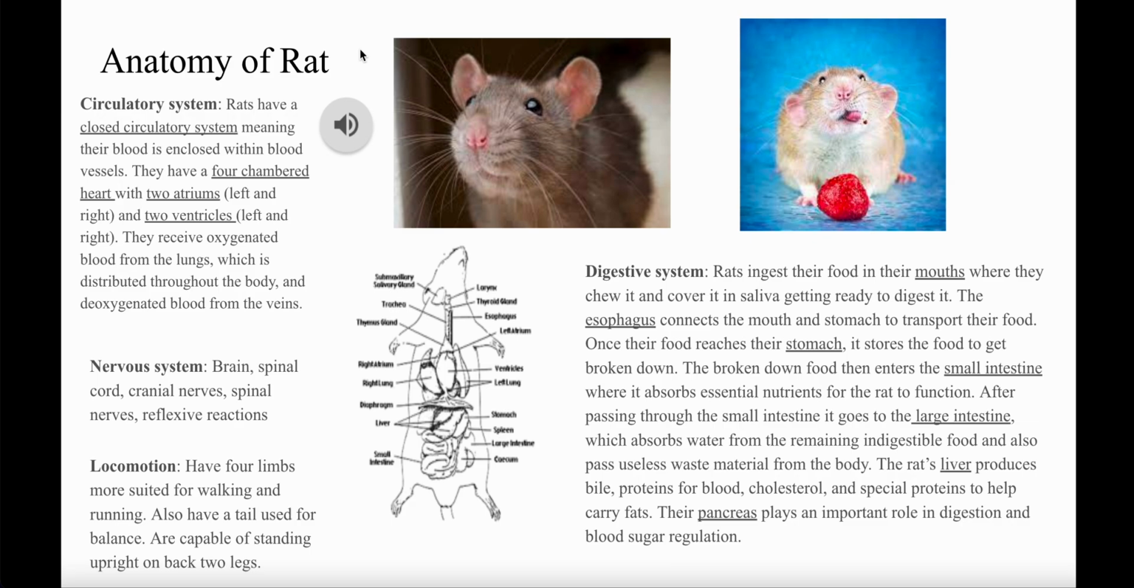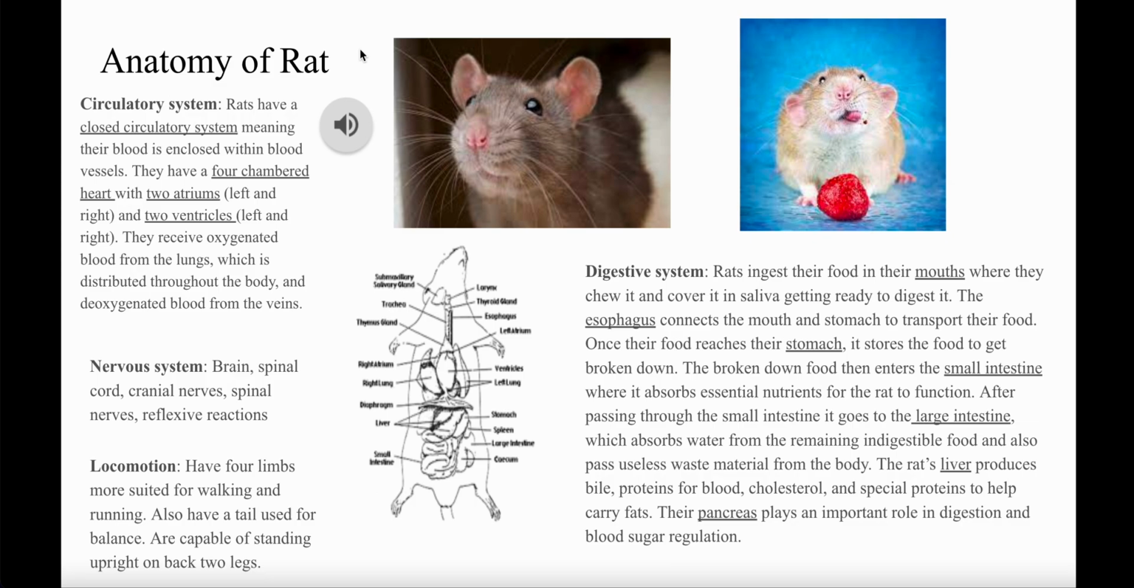Their esophagus connects their mouths to their stomachs, which transports their food. And then once the food reaches their stomach, it stores the food and gets it broken down. The broken down food then enters the small intestine, where it absorbs essential nutrients for the rat to function. After passing through there, it goes into their large intestine, which absorbs water from the remaining indigestible food and also passes useless waste material from the body.